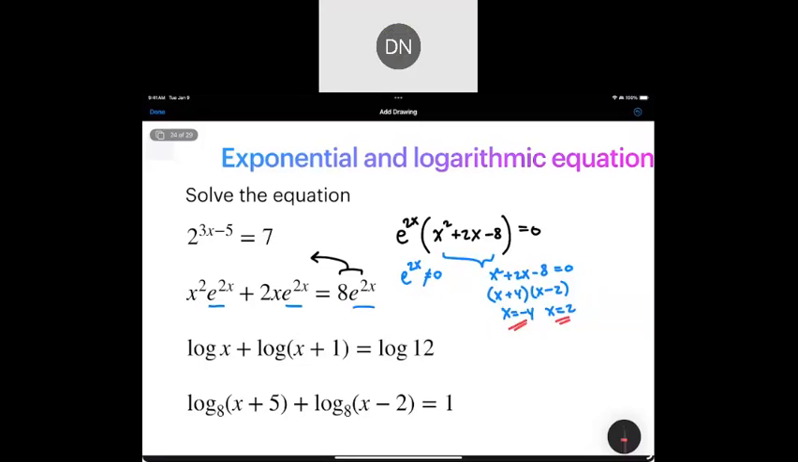Using the product rule, we rewrite it as log x times x plus 1 equals log 12. Then we set the expressions inside equal to each other and solve. We got x equals -4, x equals 3. Is that correct? x is -4 or 3. Okay.